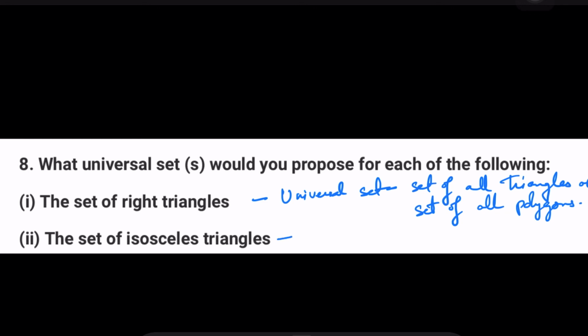Next, in this also you can write that the universal set is the set of all triangles or the set of all polygons.